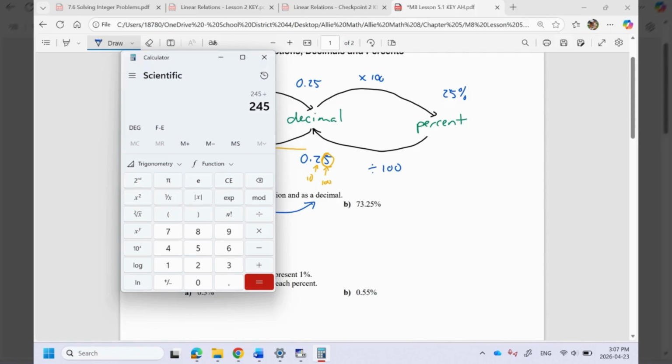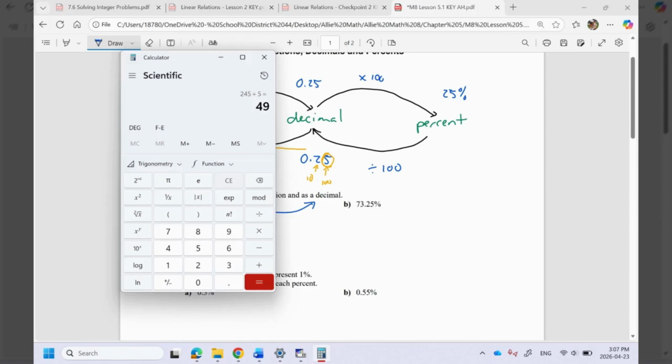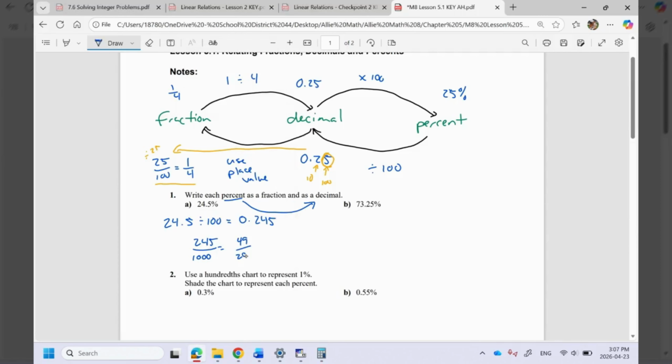245 divided by 5 equals 49. And what would 1,000 divided by 5 be? 1,000 divided by 5 is 200. And I think that's about as far as we can get. I mean, 7 goes into 49, and 1, I don't know if there's anything else. I don't think there are any other common factors. So there you have it.